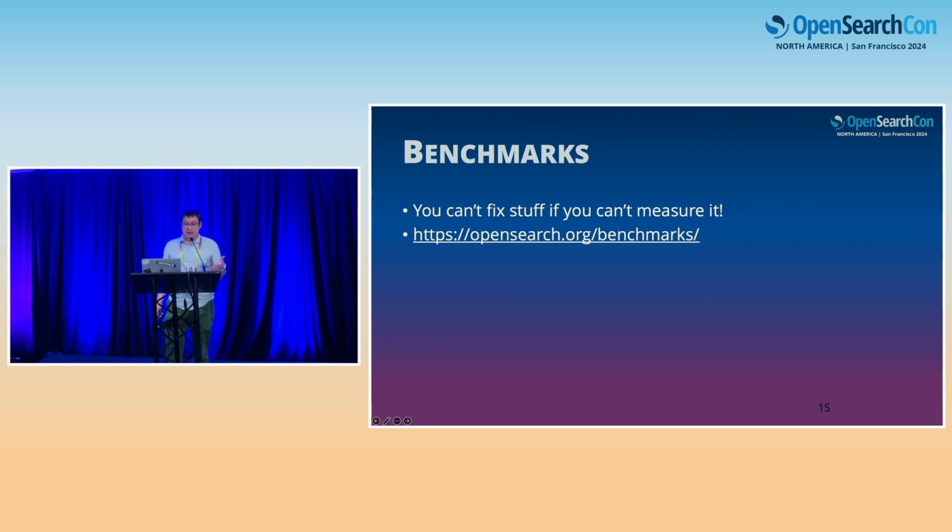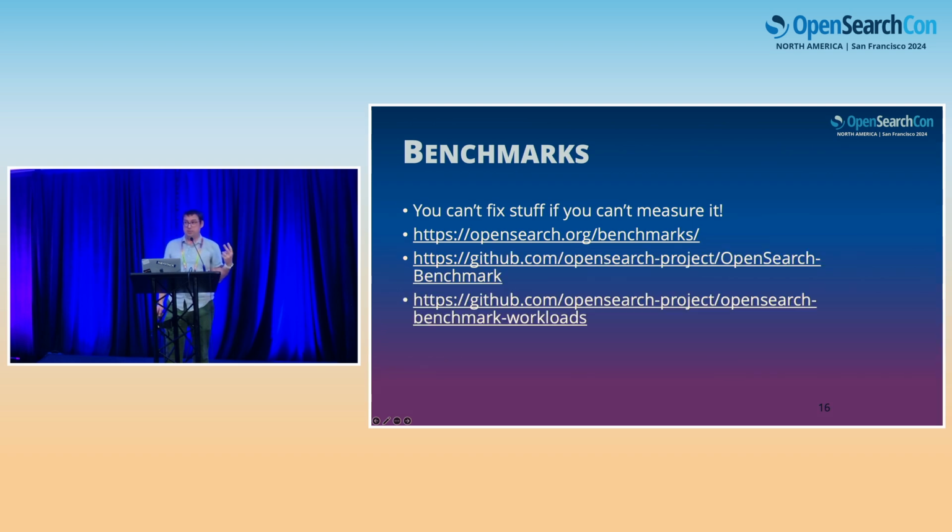We have nightly benchmarks on the OpenSearch.org website. Go check these out. Not right now, please pay attention to me. But after this talk, go check out the OpenSearch.org nightly benchmarks. We specifically have these two GitHub repos. The first one, the OpenSearch benchmark repo, is where the actual benchmark code lives. It's written in Python. If you want to make contributions to it, please do. We always appreciate contributions. And then the second repo is the benchmark workload, so it actually defines what the benchmarks are.